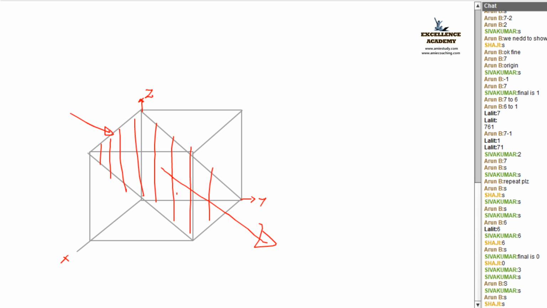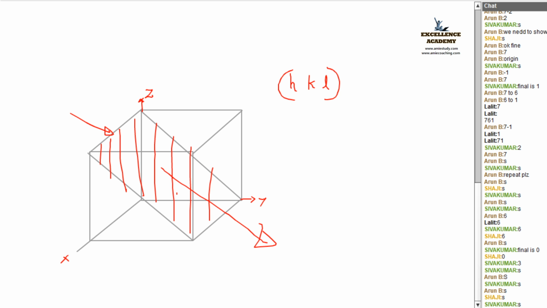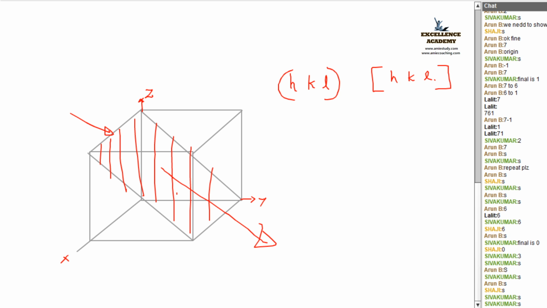That is why Miller put forward Miller indices for plane. Is it clear? Here this is also represented by means of coordinates h, k, l enclosed in parentheses like this. That is how it is represented. If it is represented in square brackets, that will be Miller indices for direction. Clear? And the first condition for Miller indices for direction is what?